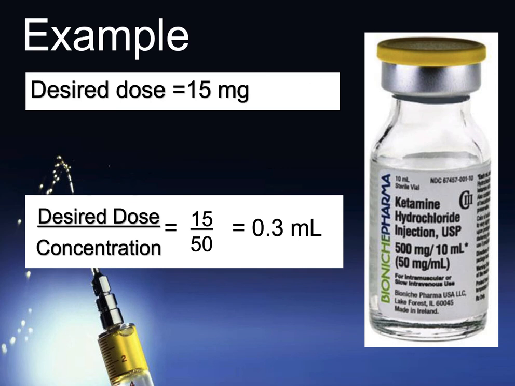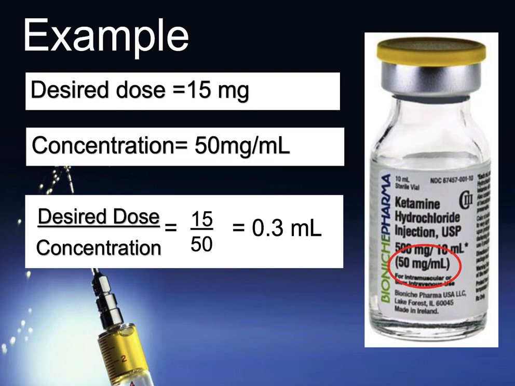So back to our ketamine example. We knew our desired dose was 15 milligrams. Right on the label, it tells us our concentration is 50. You divide 15 by 50, and you're right back at that same answer, which is 0.3 milliliters.